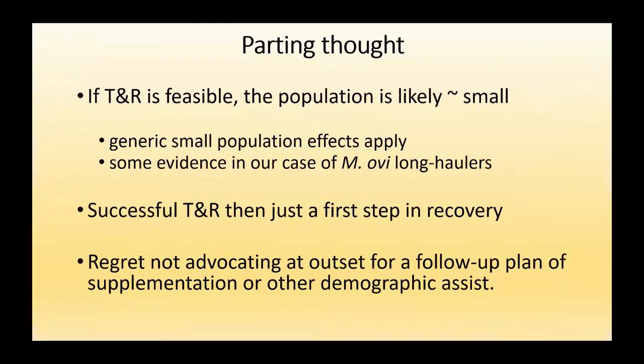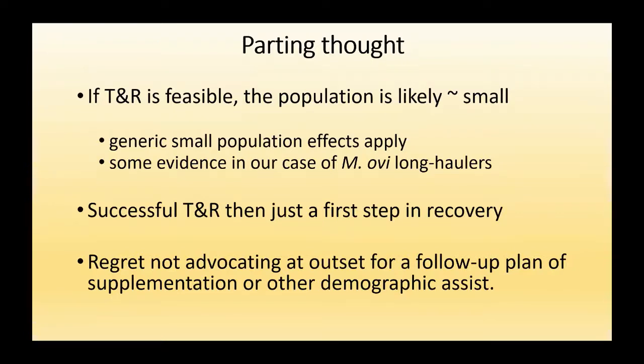So the organizers asked for a parting thought, and here is mine, and it's based on an N of 1, the single experience with the Bison Range population. But it seems to me, at least barring huge amounts of money and mechanical assistance, that if test and remove is feasible, the population is likely small. And that means they're going to be dealing with generic small population effects. And there's some evidence in our case at NBR of what I would call MOV long haulers. I think it sounds somewhat similar to what Francis has seen at Asotin.